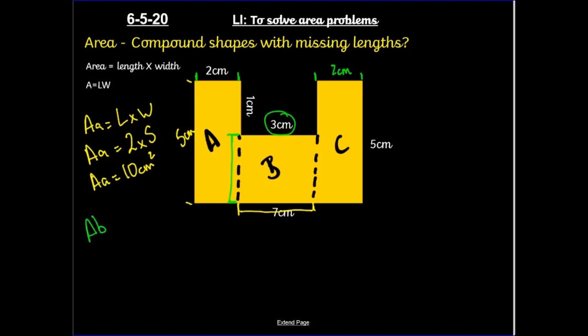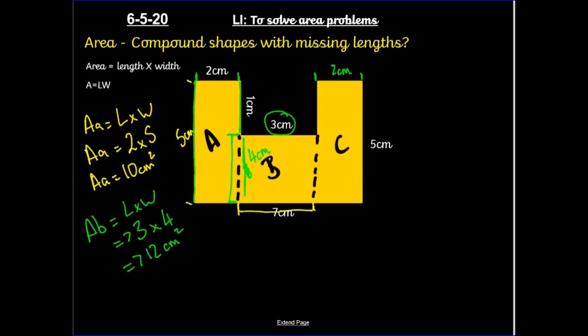So the area of B is equal to length times width, which goes to 3 times, what is the height? Well, if it's 5 centimetres for the whole thing here, and this is 1, that must mean that this one left, from that to that bit there, would be 4 centimetres. So it's 3 times 4, which goes to 12 centimetres squared.